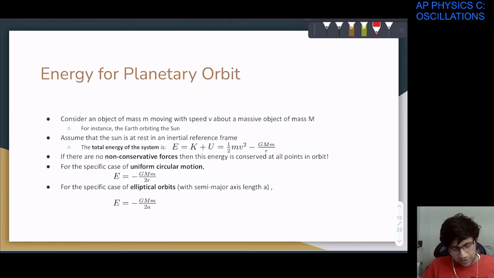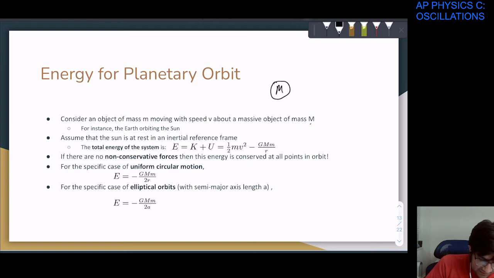All right, so now we're going to look at the energy for planetary orbit. So consider an object of mass m moving with speed v about a massive object of mass big M. So for instance, we have the Earth orbiting the Sun. So this is a massive object, and we have a small object over here. Maybe I can make it a little bit more clear. So we have a massive object over here, big M, and we have a small object here, and it's whizzing around with some velocity v, or some speed v.